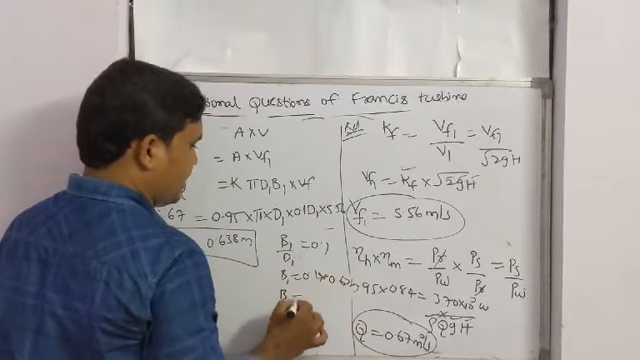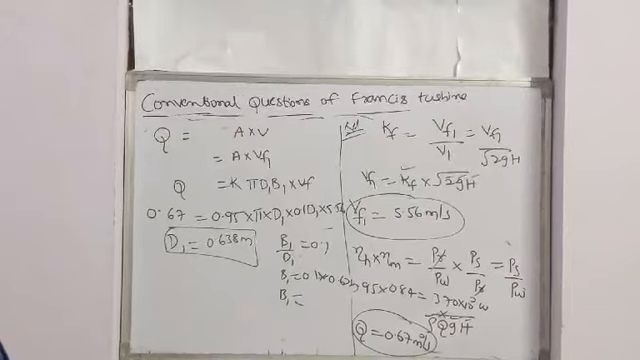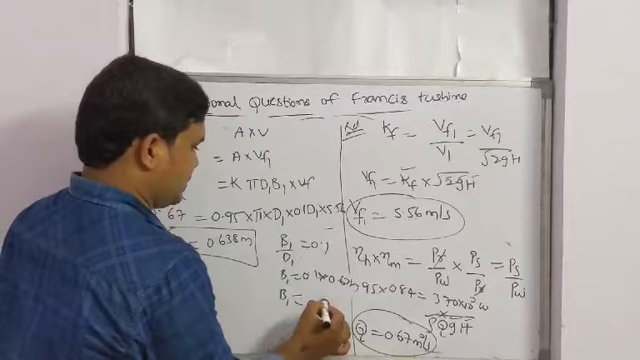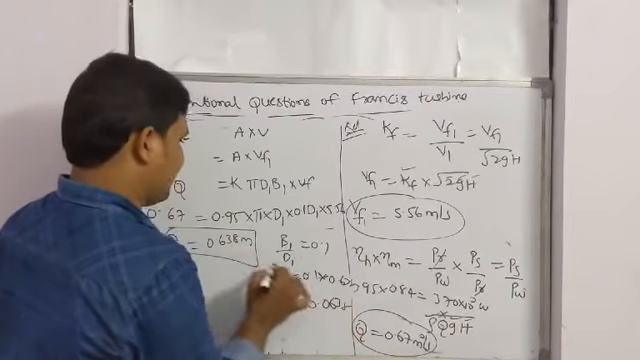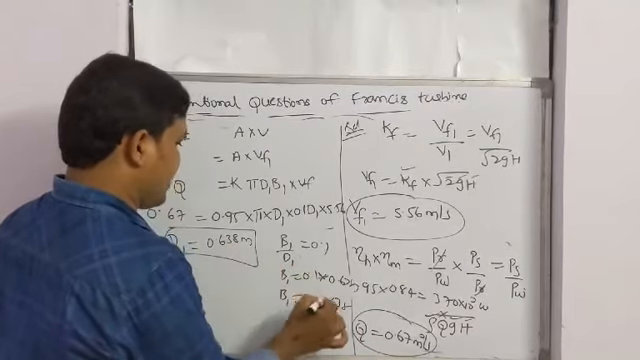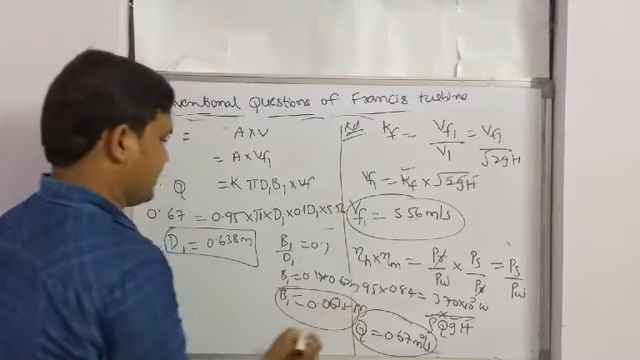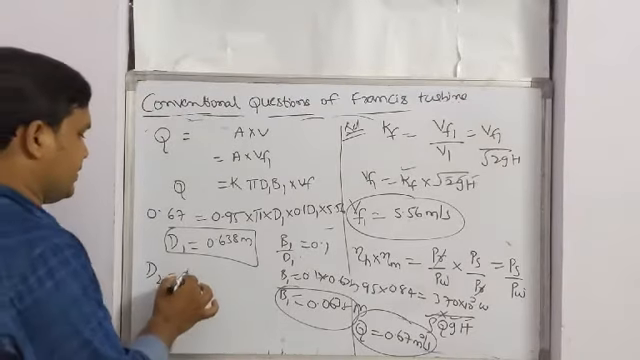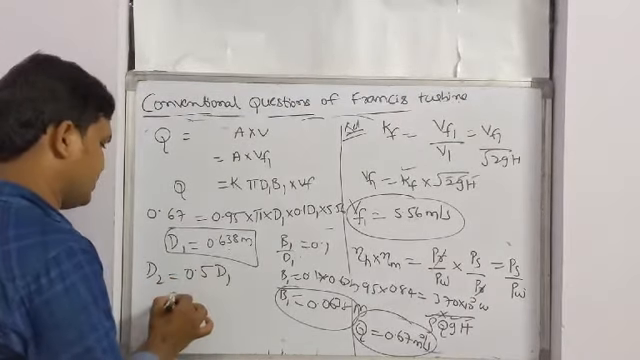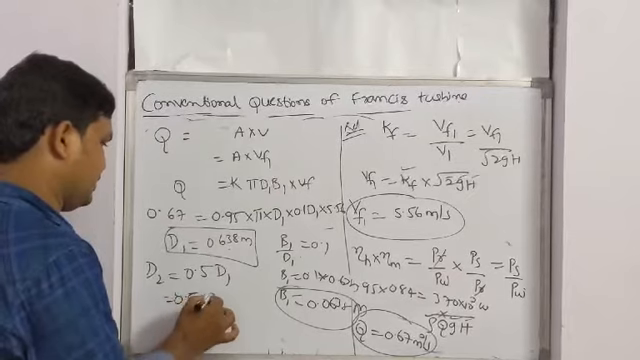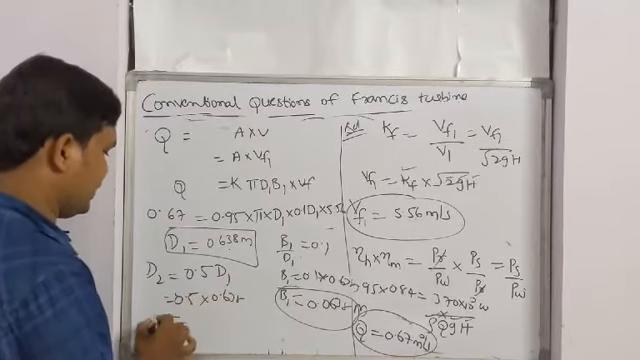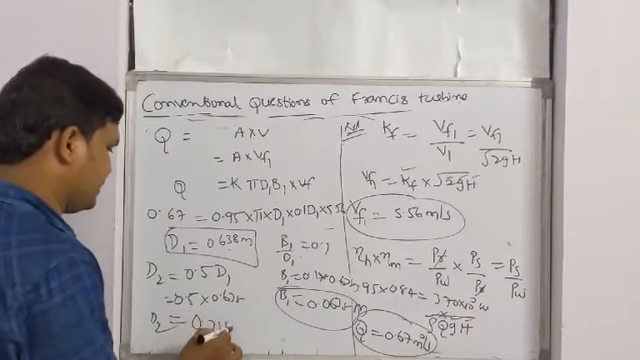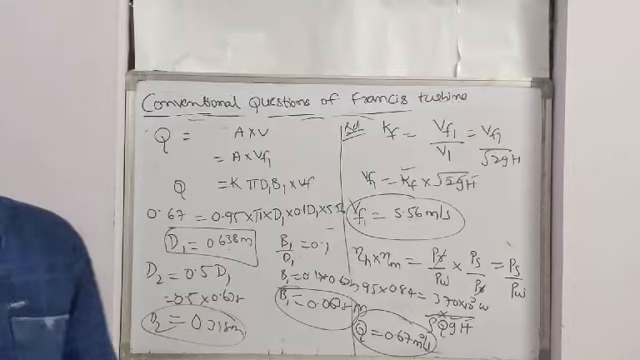By substituting, b1 we got as 0.068 meters. Again, d2 we can find out: d2 is equal to 0.5 times d1, so 0.5 into 0.638. By substituting, d2 we got as 0.318 meters.